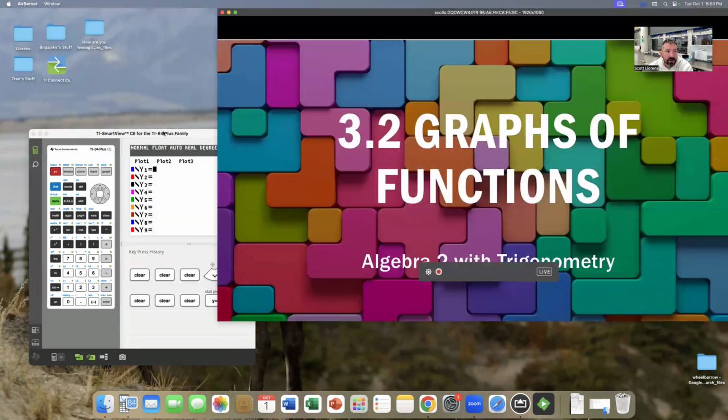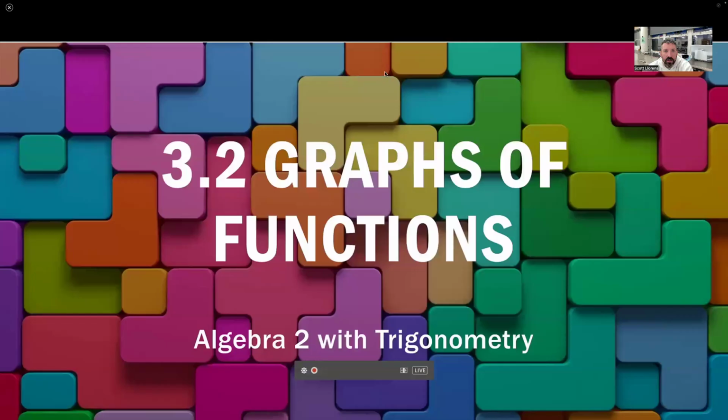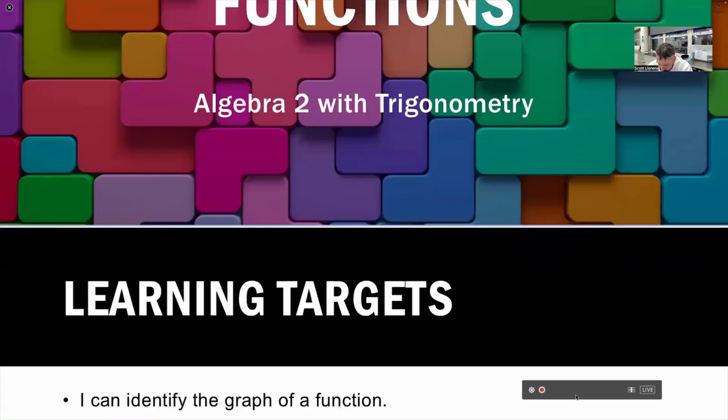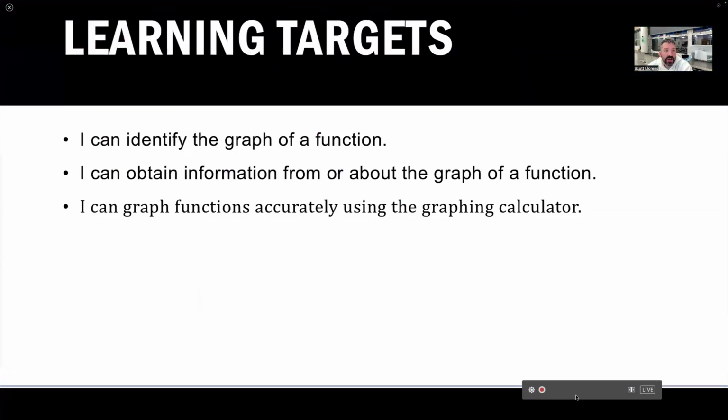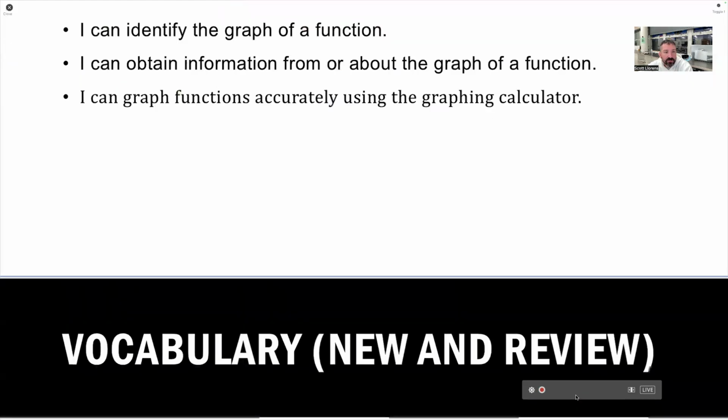You'll see I've got my graphing calculator ready. I'm going to show you on this emulator, but let's get started with this lesson. So we are dealing with graphs of functions. In this lesson, we're going to work on identifying the graph of a function. We're going to be able to obtain information from or about the graph of a function, and we can graph functions accurately using the graphing calculator.